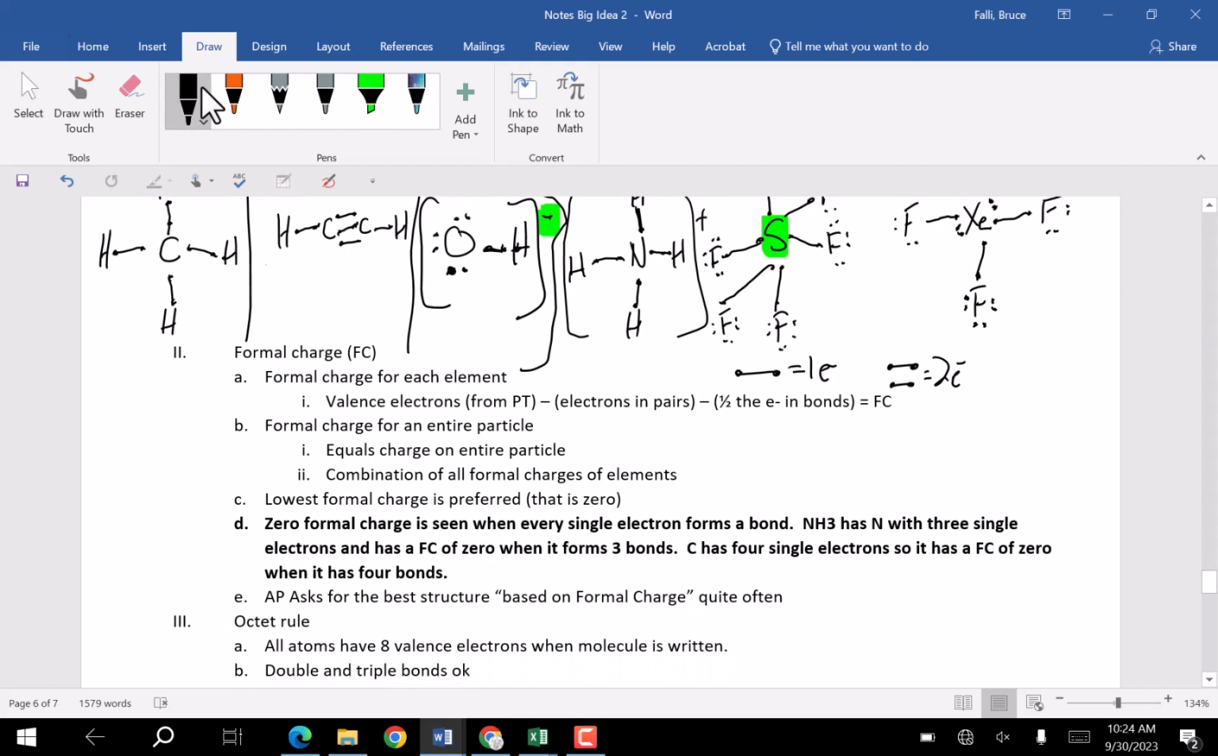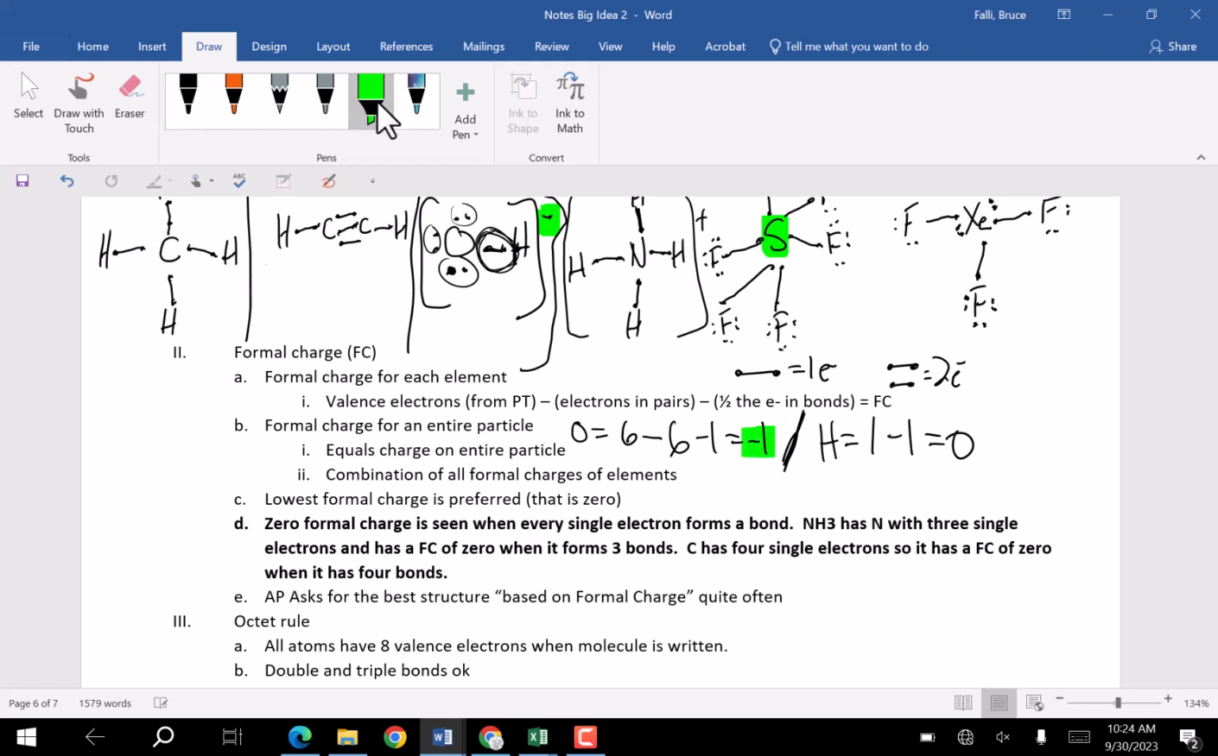So if I did oxygen, oxygen has 6 valence electrons, periodic table, minus, what is it again? Number of electrons in pairs, 2, 4, 6. So 6 minus 6, minus the bonds. It's got 1 bond. Minus 1 equals -1. So oxygen is -1. Hydrogen: valence electrons for hydrogen is 1. No lone pairs, but I've got half of the ones in the bond, equals 0. Well, if I add -1 and 0, I get -1. Oops, I get -1, and I'm a winner.